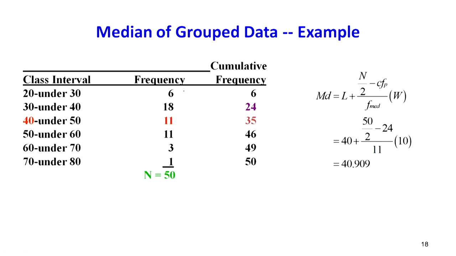So, as usual, L is the lower limit of the median class, that is 40, plus N is 50, 50 by 2 minus, you see the cumulative frequency of the preceding interval is 24. So, 50 divided by 2 minus 24, divided by the frequency of the median class, which is 11, times W, which is 10, because the width of the interval is 10. When you simplify, you will get 40.909. So, this is the way to find the median of a grouped data.